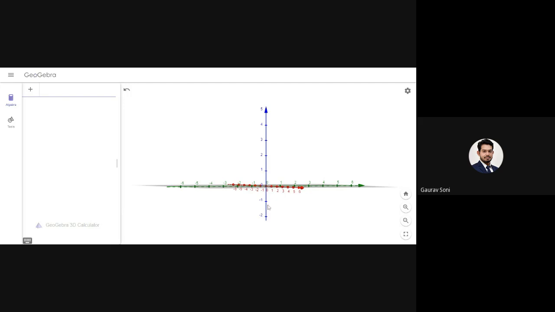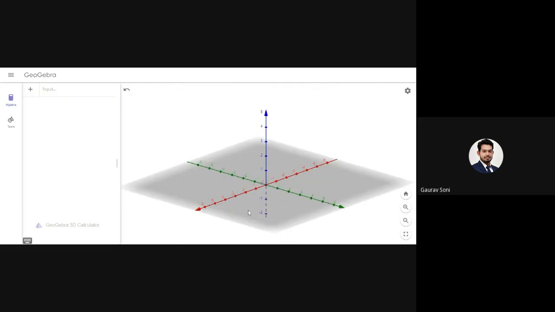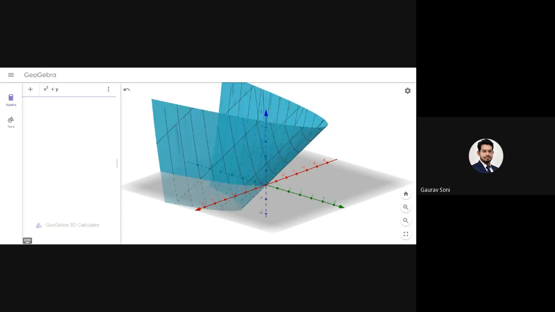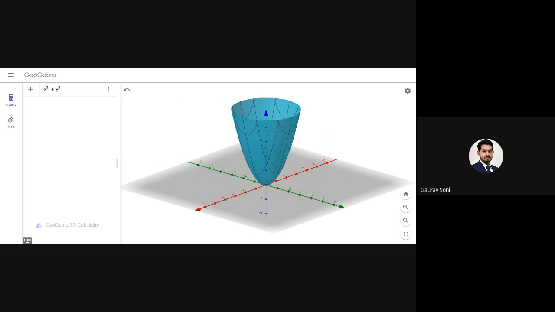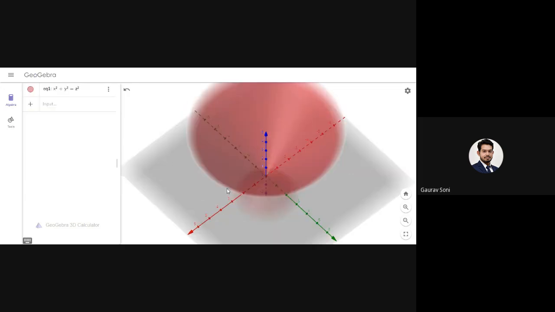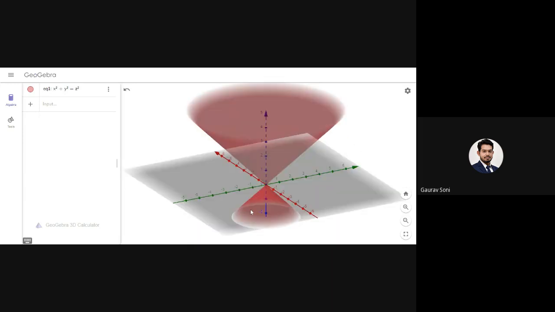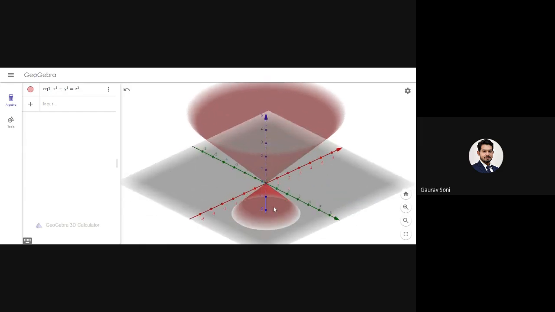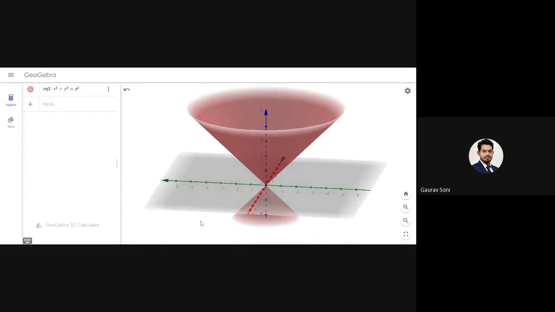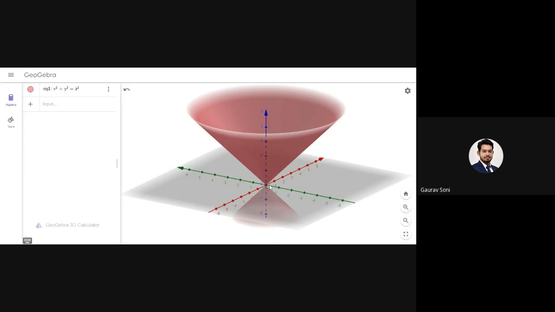So we saw the cone x square plus y square is equal to z square. So we can see that. Look, on the xy plane, what is happening here? On the xy plane, you have just one point. You go 1 unit upward, again circle, circle, circle, circle.